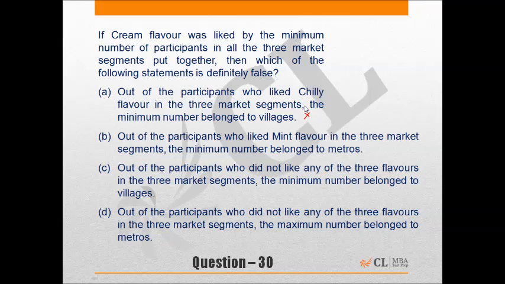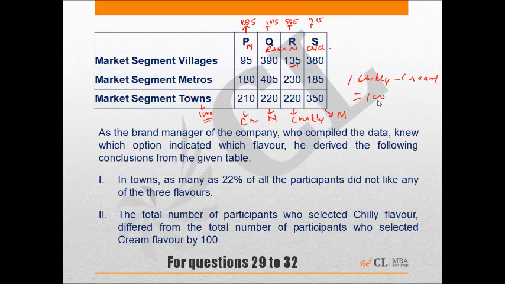Out of the participants who like mint flavor in the three market segments, the minimum number belong to metros. From the table, it can again be verified that this statement is true, not false. Come to the next statement. Out of the participants who did not like any of the three flavors in the three market segments, the minimum number belong to villages. Let's check it.